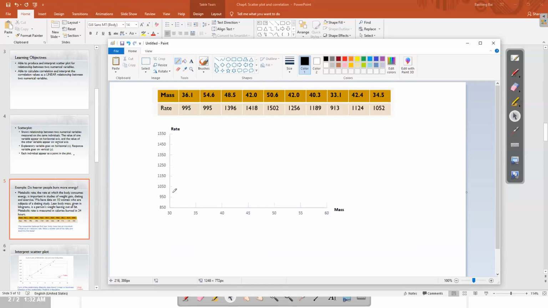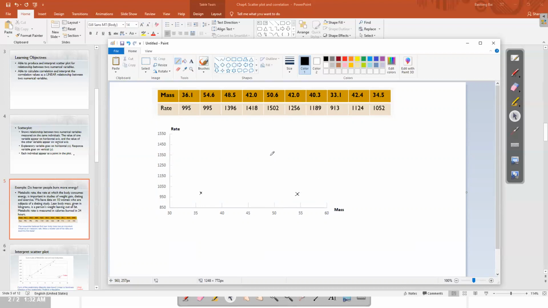Around here. If you have a ruler, it will be very easy to identify the point, right? So this is our first individual. And the second individual will be 54.6 and 995. So it's going to be the same on Y, but the x-axis becomes 54.6. So it's going to be around here. And then the third individual, 48.5, 1396. 48.5 around here, and 1396, about 1400.